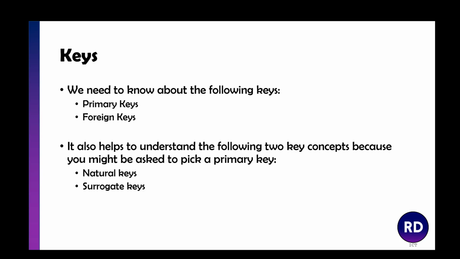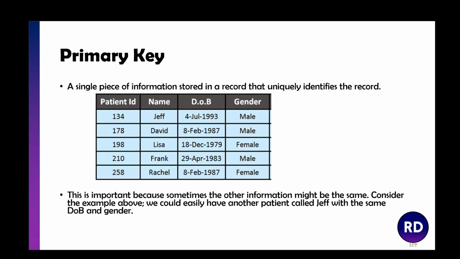You also need to know about two types of keys at the minute. You've got the primary key, foreign key, and then you've got natural keys and surrogate keys, which help you pick a primary key. So a primary key is a single piece of information stored in a record that makes one of the records unique. As you can see on the screen, we've got some patient information. If you had 3 Jeffs all born on the same day, which is possible, although unlikely, how would you tell the difference? So that's why you need an ID number, which would be the primary key.